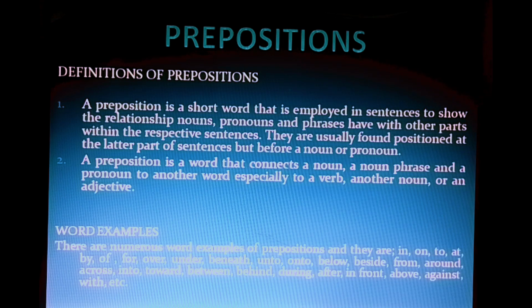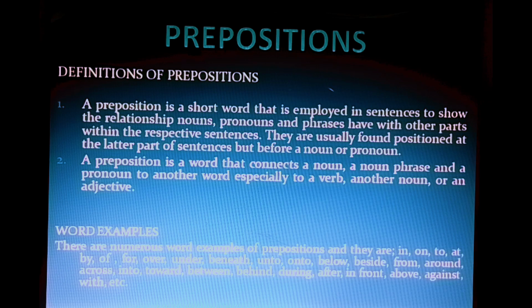So we are looking at the second part of speech, and that is prepositions. Now, if you look at the screen, you will see that we have two definitions of prepositions. The first definition says, a preposition is a short word that is employed in sentences to show the relationship nouns, pronouns, and phrases have with other parts within the respective sentences. That is the first definition of what a preposition is.